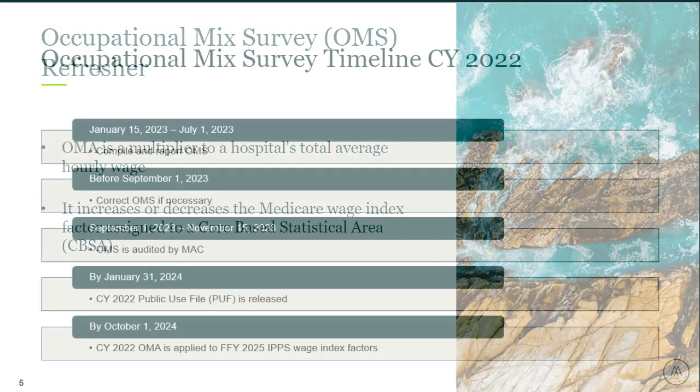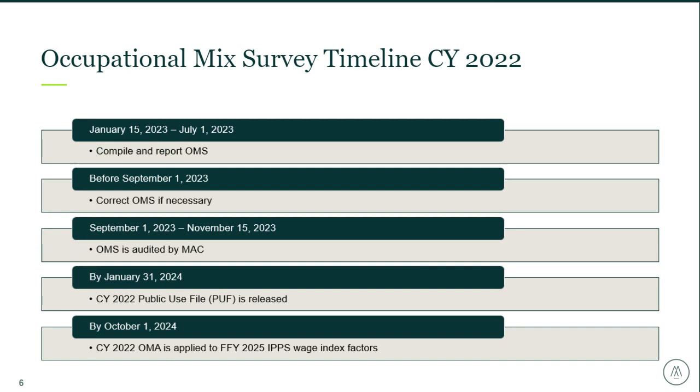The Occupational Mix Survey for calendar year 2022 is shown on the slide. We are in the current phase in which we compile and report the data before July 1st, 2023. The next phase will be corrections if they are needed before September 30th, and we anticipate the MACs will perform their reviews from September to November 15th, as the public use file is released by January 31st, 2024. The calendar year 2022 occupational mix adjustment factor will be applied to the federal fiscal year 2025 IPPS wage index factors, which will be used to make hospital payments on and after October 1st, 2024.